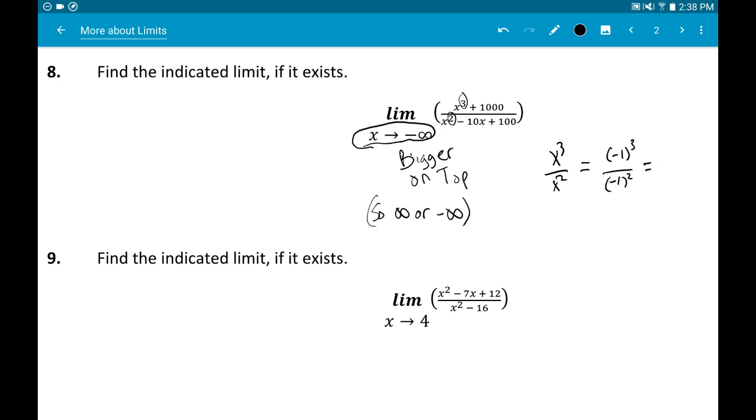Okay. And calculate that. Negative 1 cubed is negative 1. On bottom, negative 1 squared is positive 1. So we get negative 1 as a value there. All that we really care about is that's a negative number. So that's going to tell us negative infinity.